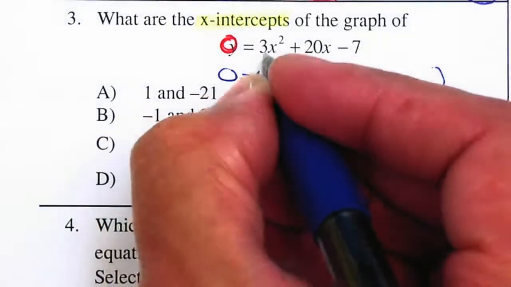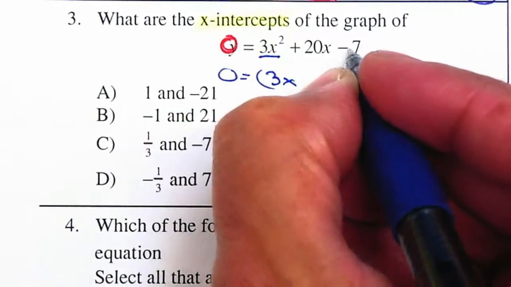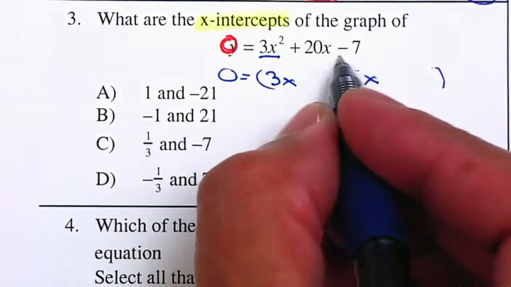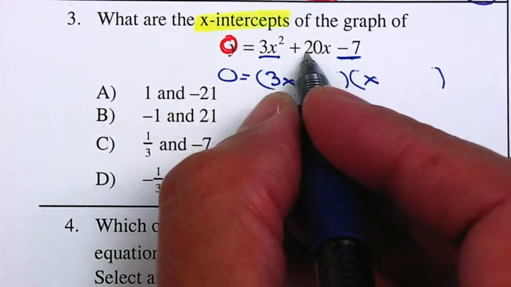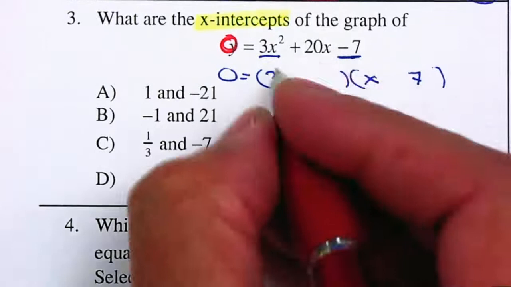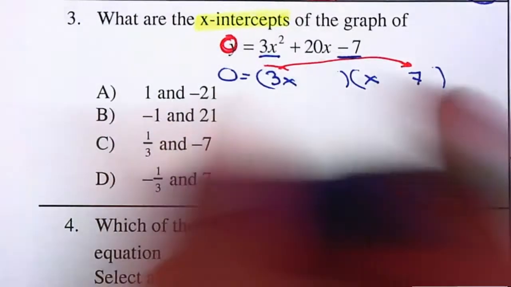Equal to 0. So factors of 3x squared will give me 3x and x. Factors of negative 7, 7 and 1. This is a negative, so 1 negative, 1 positive, and then it's up to a 20. So I'm going to place my 7 here, because when I multiply it out, that gives me a 21. And I'm going to place my 1 in here.